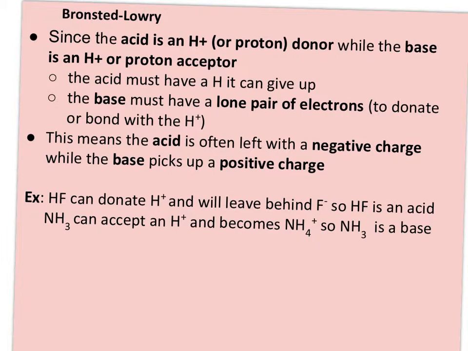Since the acid is an H+ or proton donor, and the base is the proton acceptor, that means the acid has to have a hydrogen it can give up. So this is just like Arrhenius. And now the base must have a lone pair of electrons to donate or to be able to bond with that hydrogen ion. So this also means the acid is often left with a negative charge, while the base often picks up a positive charge.